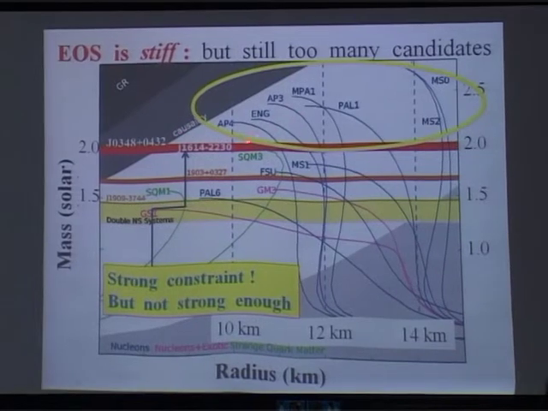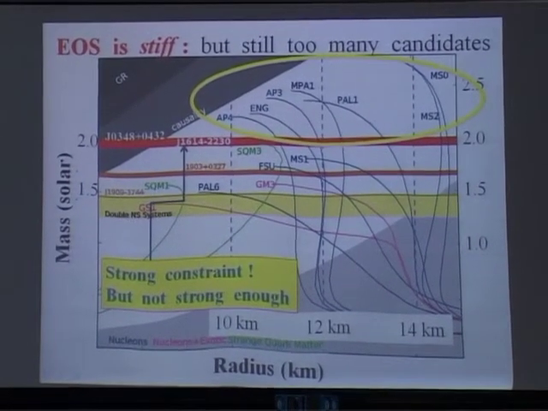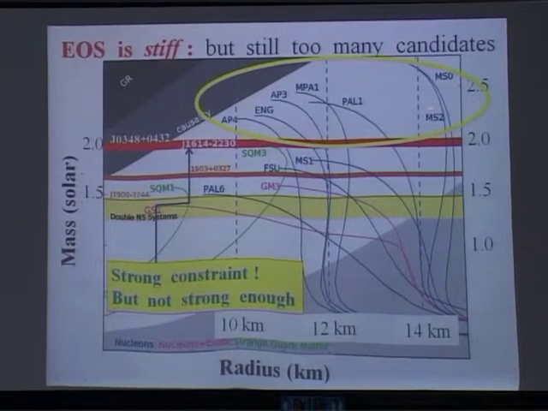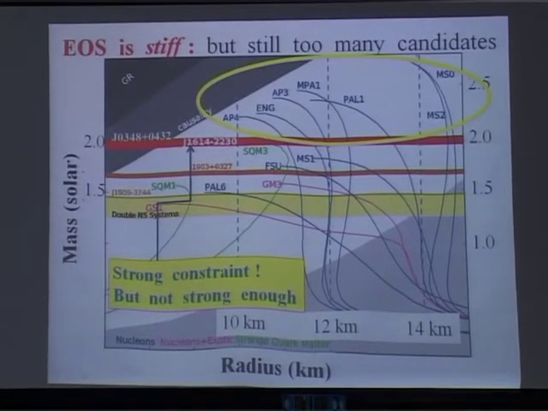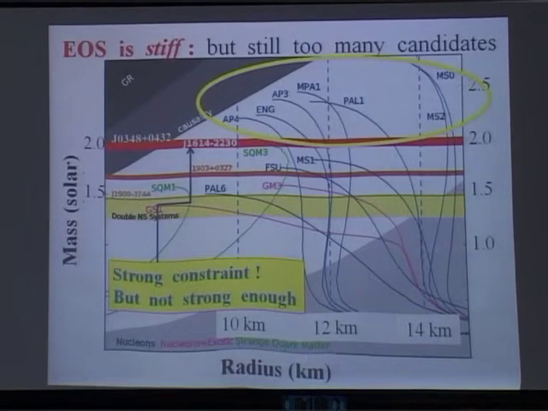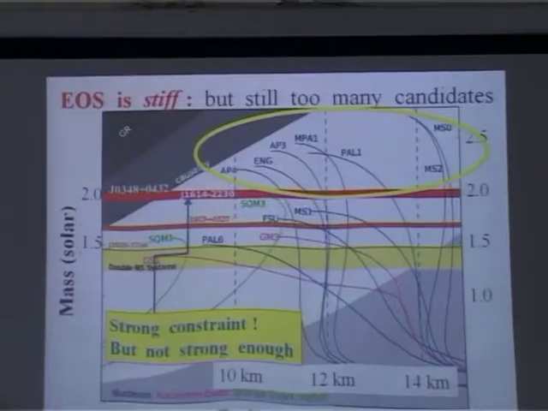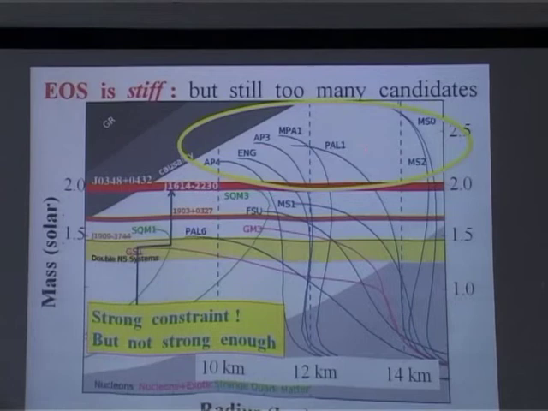However, there are still many candidate equations of state like this. And we don't know which one is the correct one. The main reason is that we don't know the radius. So usually we say that the neutron star radius is between 10 to 15 kilometers, but we don't know the exact value.